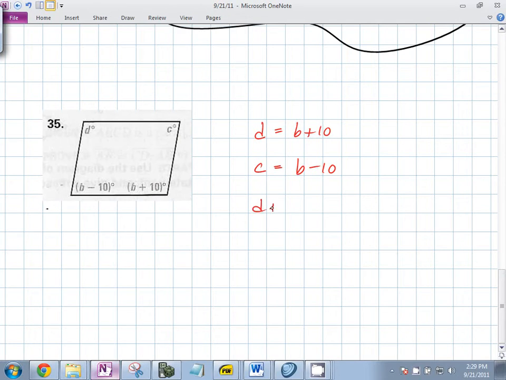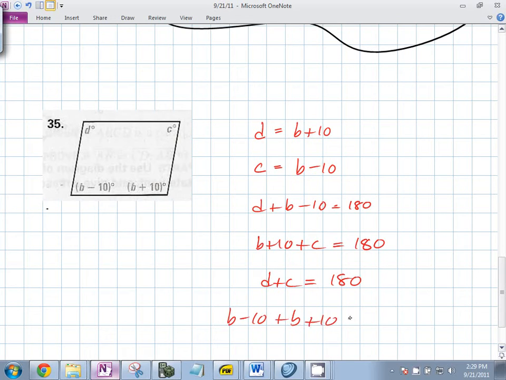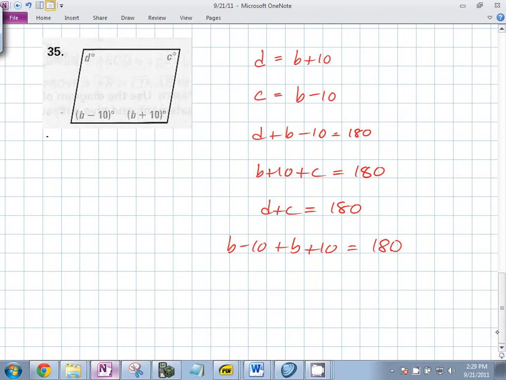We know that D plus B minus 10 is equal to 180. We also know that B plus 10 plus C is equal to 180. We also know that D plus C is equal to 180. And we know that B minus 10 plus B plus 10 is equal to 180. So those are all the equations we can write. Is that way more information than we need? Yes. I liked writing them all out.